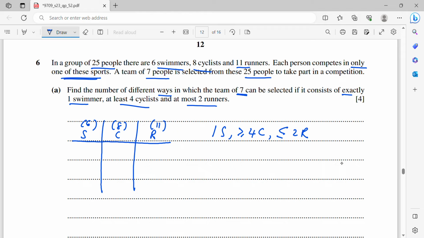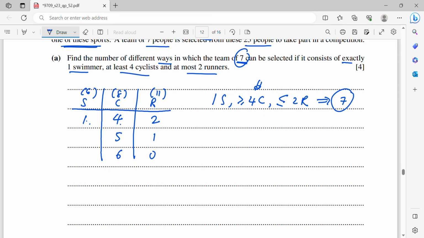So now, if you need to get 1S to form 7 people in a team, at least 4 cyclists means here I start with 4, it can be 5. And then at most 2R means that if 1 and 4 is already 5, to make it to 7, I need another 2. If 1 and 5 is already 6, so I need another R. It can be 0R. That means I can consider 6 cyclists, right? Because total is 8. Other than that, you cannot fulfill one swimmer.